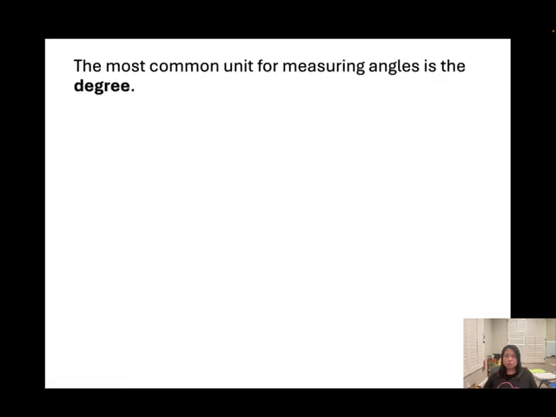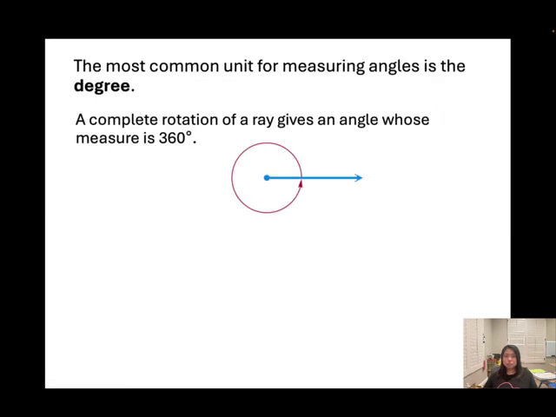The most common unit for measuring angles is the degree. A complete rotation of a ray gives an angle whose measure is 360 degrees. So you can see when I go around one circle here, this is 360 degrees.